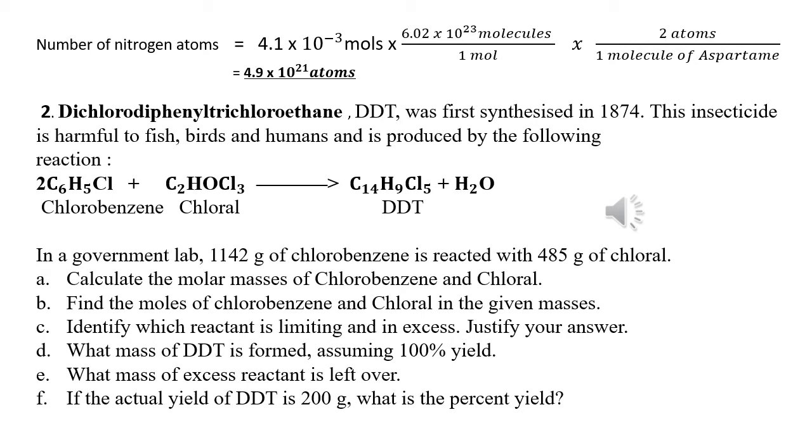Calculate the molar masses of chlorobenzene and chloral. Find the moles of chlorobenzene and chloral in the given masses. Identify which reactant is limiting and in excess. Justify your answer. What mass of DDT is formed, assuming 100% yield? What mass of excess reactant is left over? If the actual yield of DDT is 200 grams, what is the percent yield?